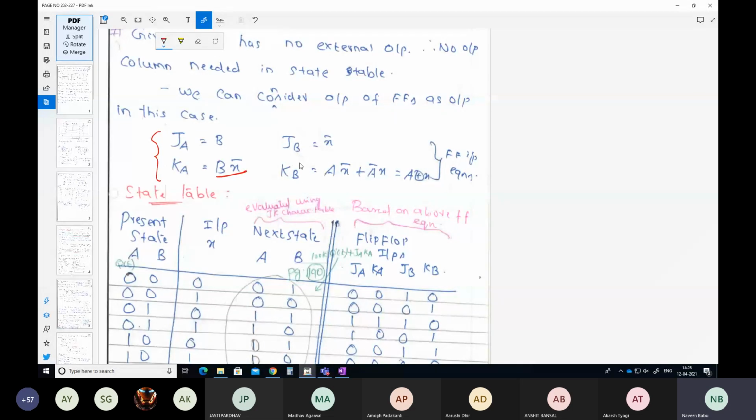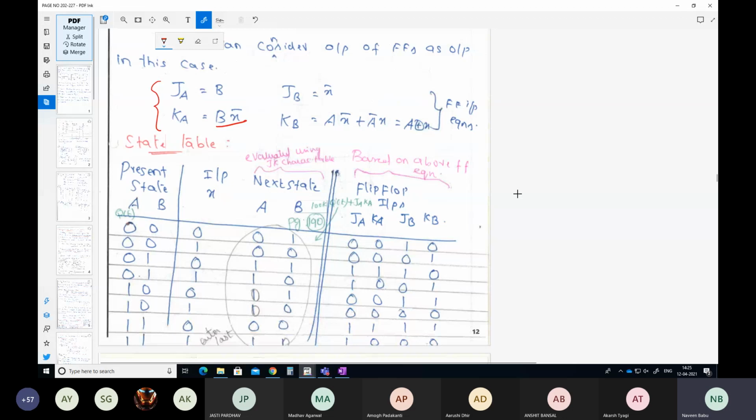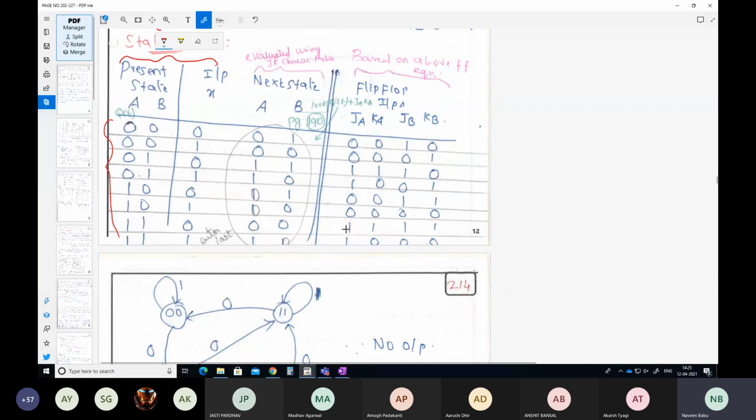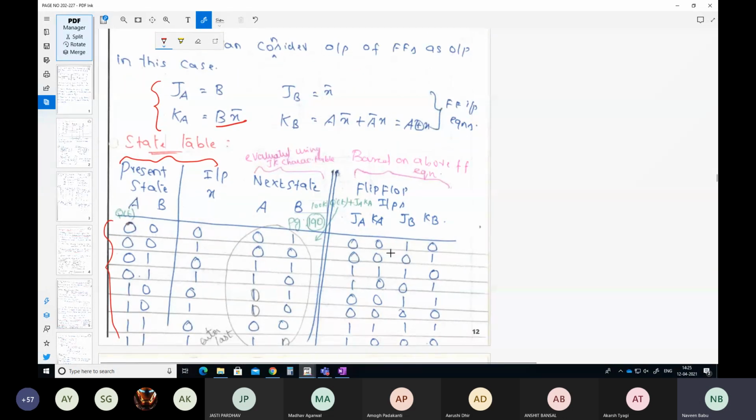Now, how do we fill this state table? It is similar to the previous case. These are your inputs: the present state, which is nothing but Q of t, and all possible inputs. List down all the possible input combinations. Okay. Now, there is a slightly different case here.